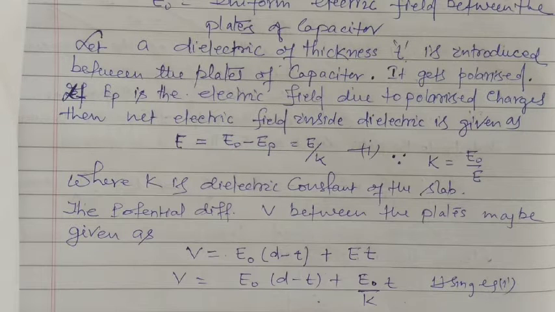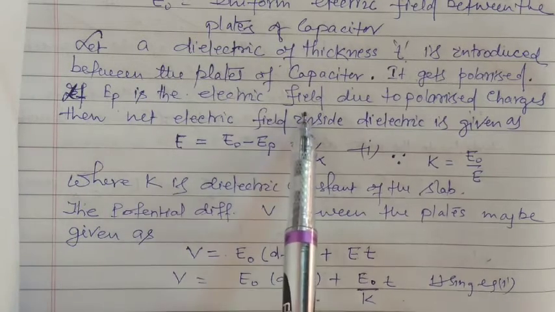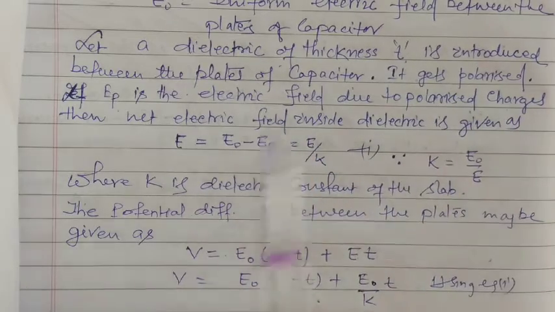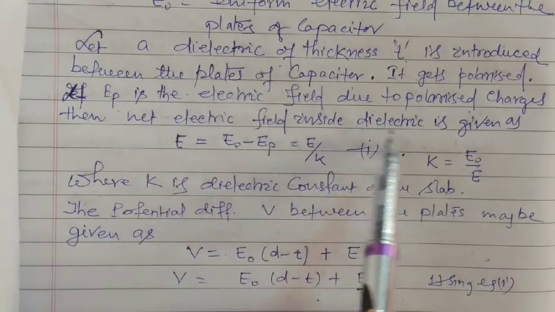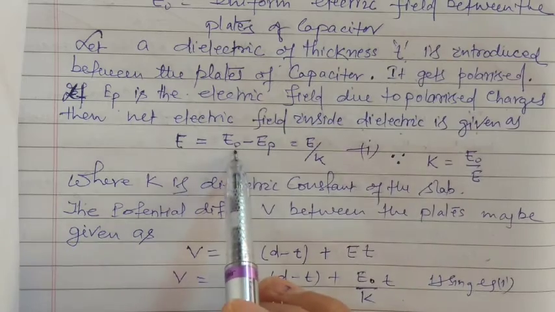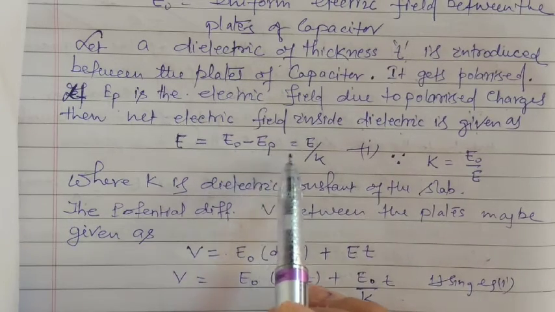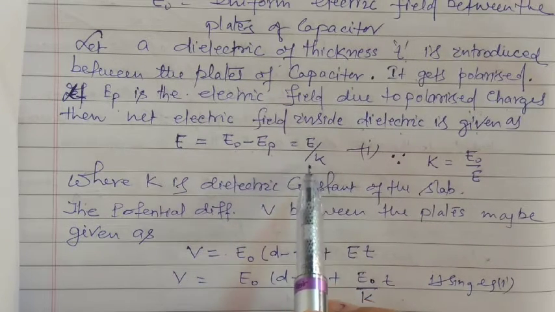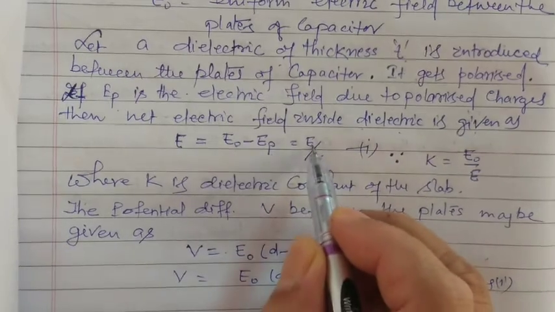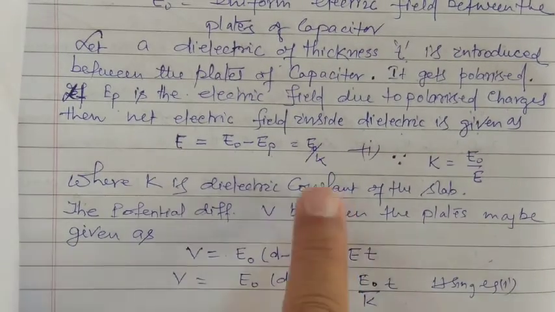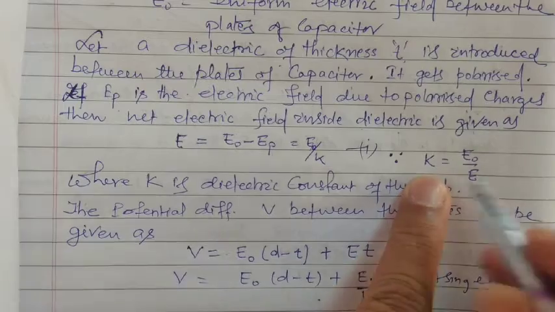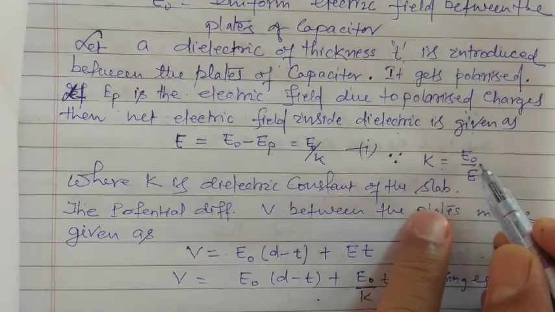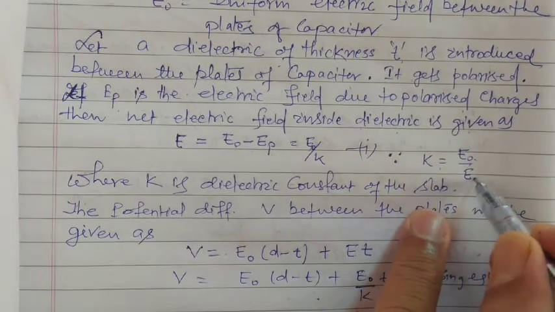Because of that external electric field, the dielectric gets polarized. If EP is the electric field due to the polarized charges, then the net electric field inside the dielectric is given as E naught minus EP, which is equal to E naught by K, where K is the dielectric constant, which is the ratio of E naught and E.